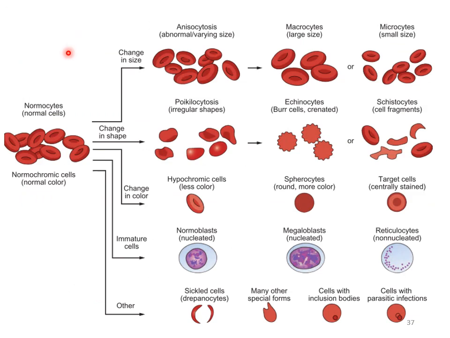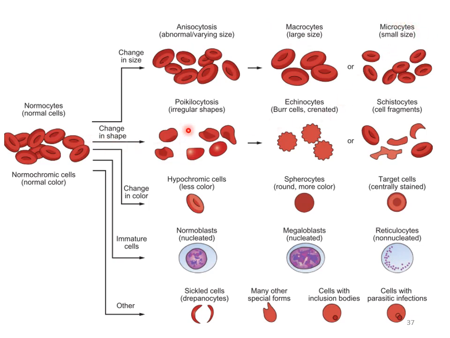Now let's look at some illustrations of some of the abnormalities we mentioned in the previous slide. I don't need you to memorize all of this, but this is just to give you a clearer picture of what we say when the red blood cells are abnormal. So this is your normal cell, normocytic, normochromic. One abnormality can be the size. So you can have anisocytosis, like we mentioned earlier. The RDW is high, the cells are of varying sizes, or it can just be macrocytic or microcytic.